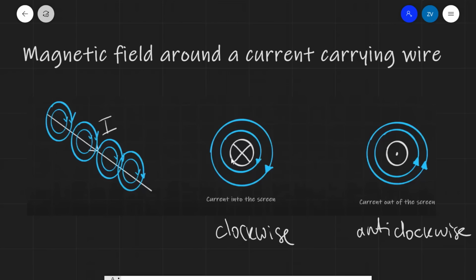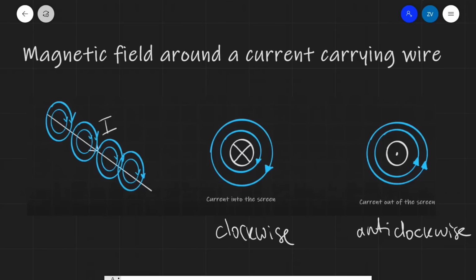If I have a circle that has a cross, remember this is like the back of an arrow, and this would indicate that the current is going into the screen or into the page. And if I had a circle with a little dot in the center, this would indicate that the current is coming out of the screen or coming out of the page.